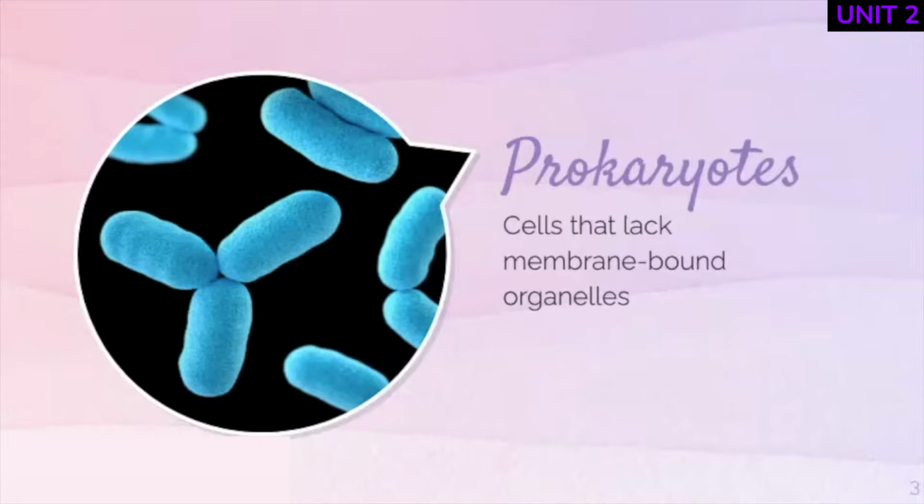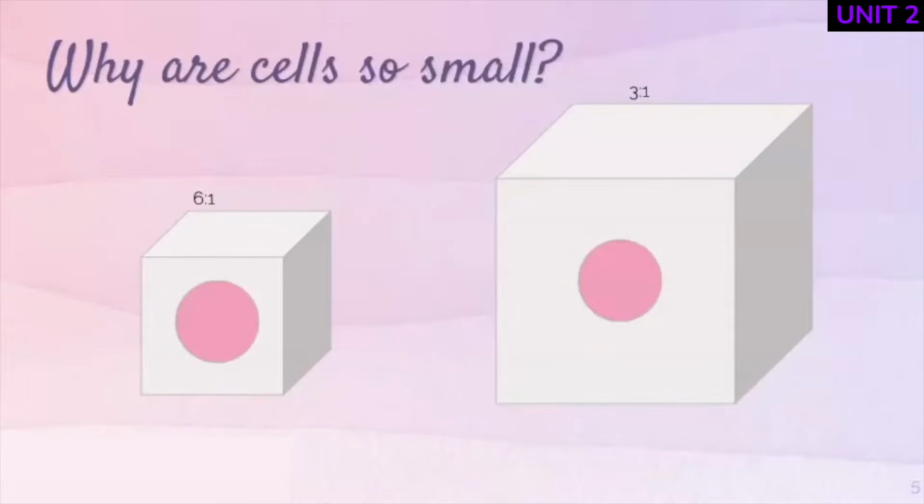Let's take a quick look at prokaryotic organisms. So prokaryotic cells are much smaller than eukaryotic cells. And why in general are cells so small? We know that as a cell increases in size, its surface area to volume ratio decreases. When we have not enough surface area to support a cell's increasing volume, a cell is either going to have to divide or it's going to die.